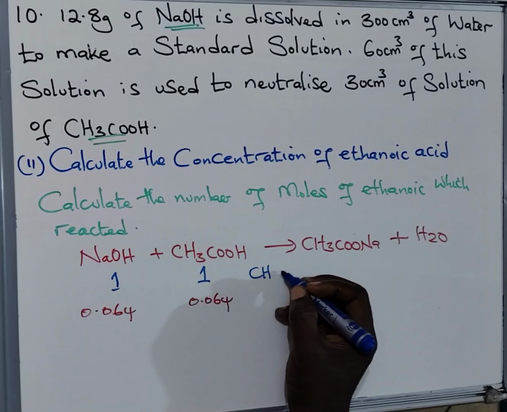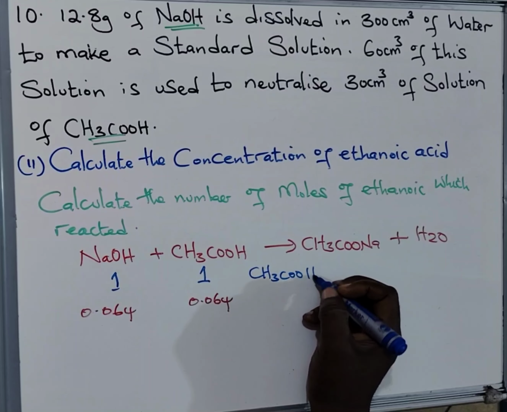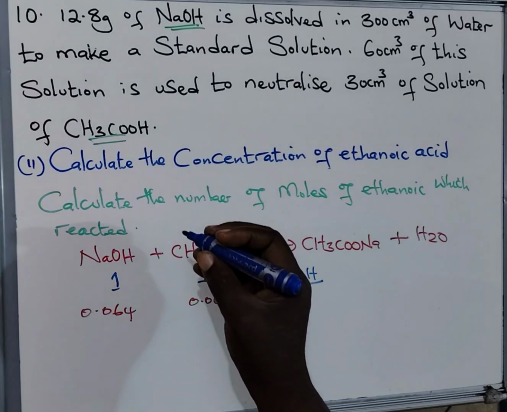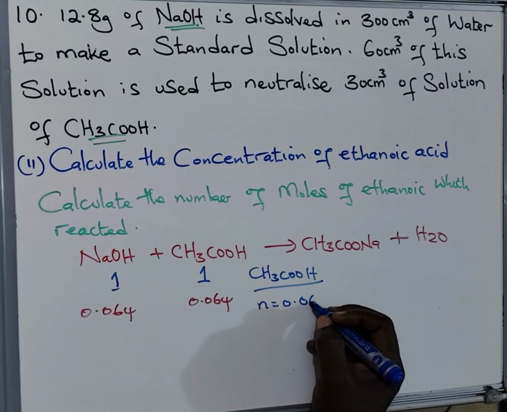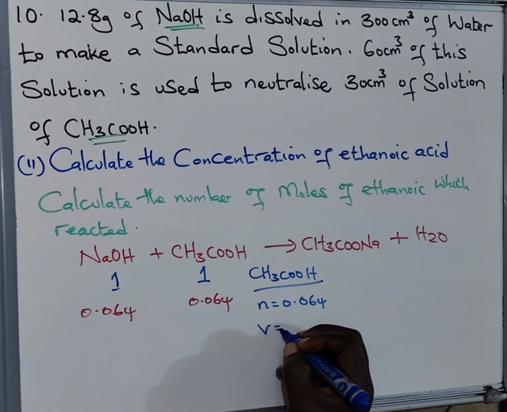Okay, it is ethanoic acid. What do we know about it? We know the number of moles, which is 0.064. We know the volume which reacted, and the volume is 30 cubic centimeter. So it's 30 over 1000, giving you 0.03 cubic decimeter. What else do we know? That's all, but we are looking for C. So with this information, what do we do? We quote the equation. The equation says C is equal to n over V.